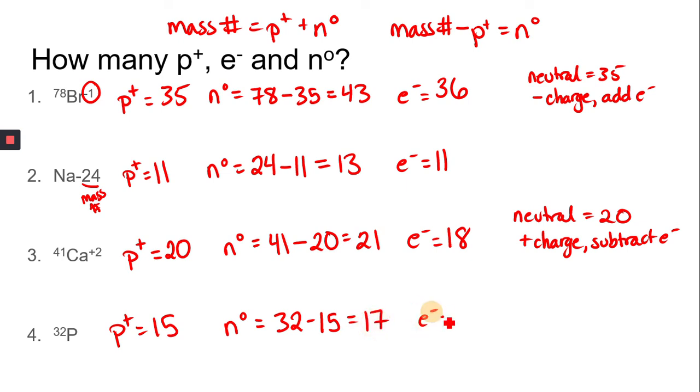Then we have to deal with the electrons. There's nothing written in the upper right-hand corner, so that tells us it's neutral. And if it's neutral, protons and electrons are the same. So 15 positives, I would need 15 negatives to make it equal.